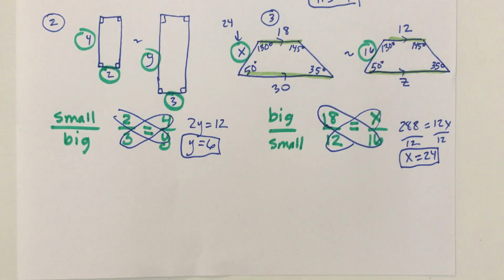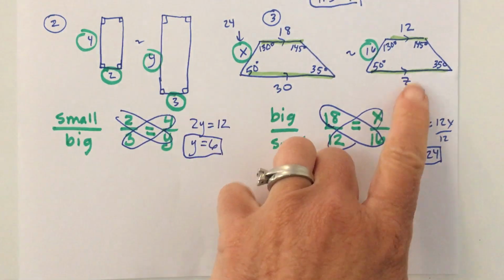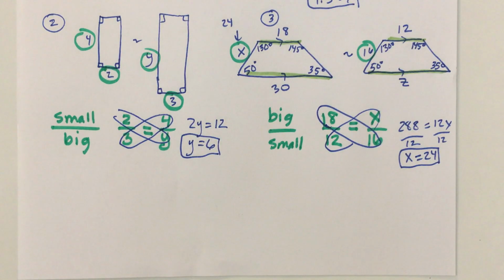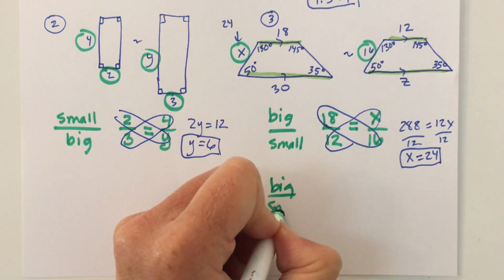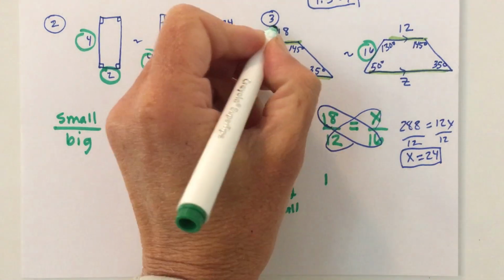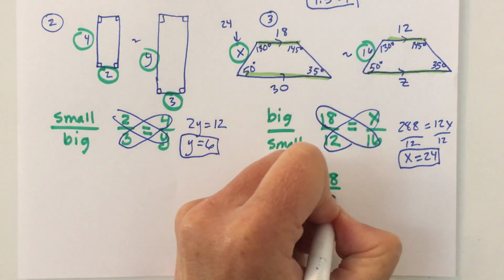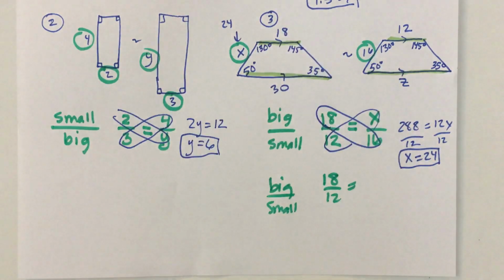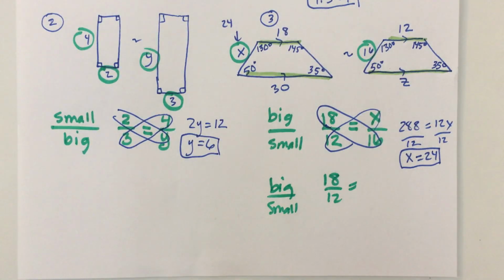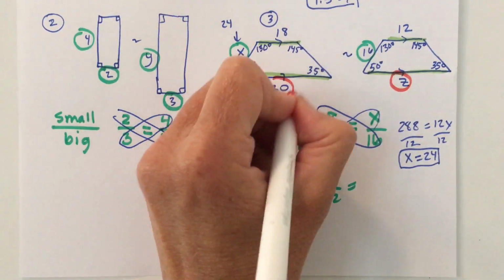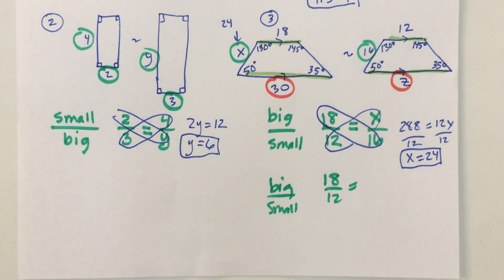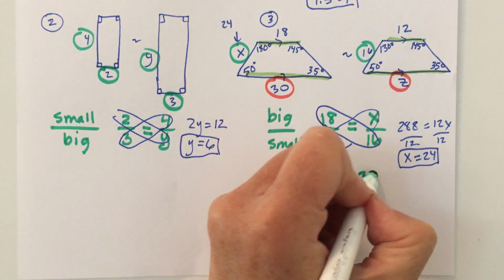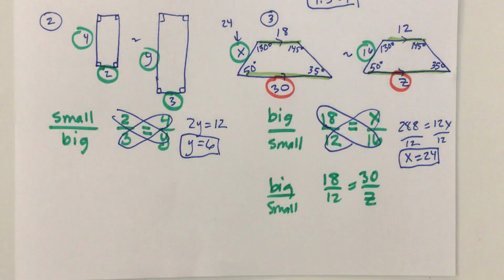Okay, but on this problem, we actually have one more thing to solve for. So there's a z down here, okay? So let's set up our ratio again, okay? Let's be consistent and be big to small, okay? We know that these two are the corresponding sides, the 18 and the 12. The z, let me use a different color for that, hold on, okay? The z corresponds with the 30, okay? But remember the 30 is the big one, so that one has to go on the top. And the z is the small one, so that one has to go on the bottom, okay?